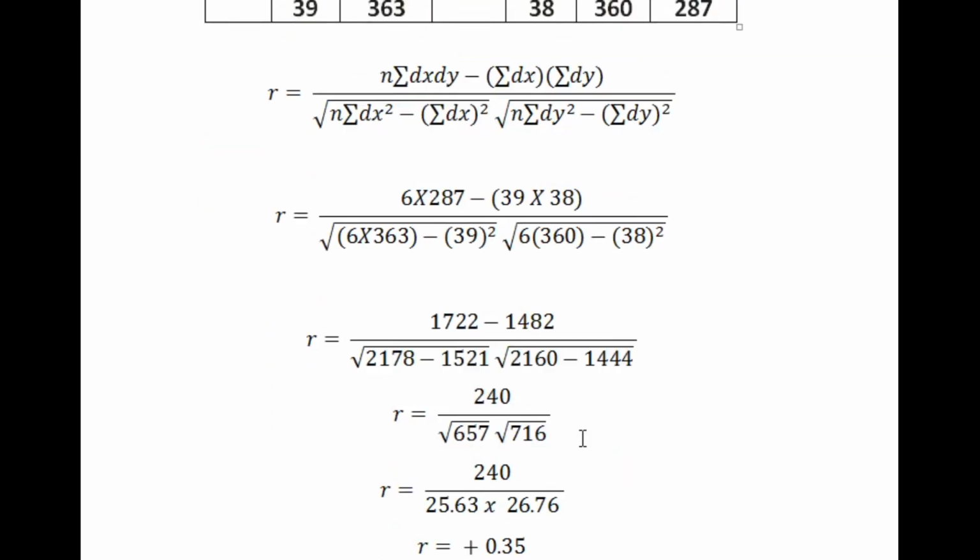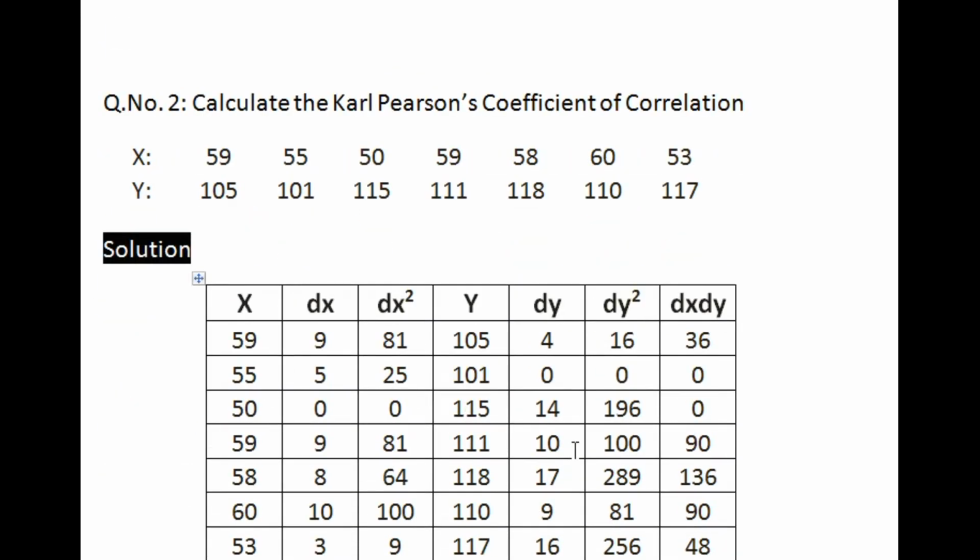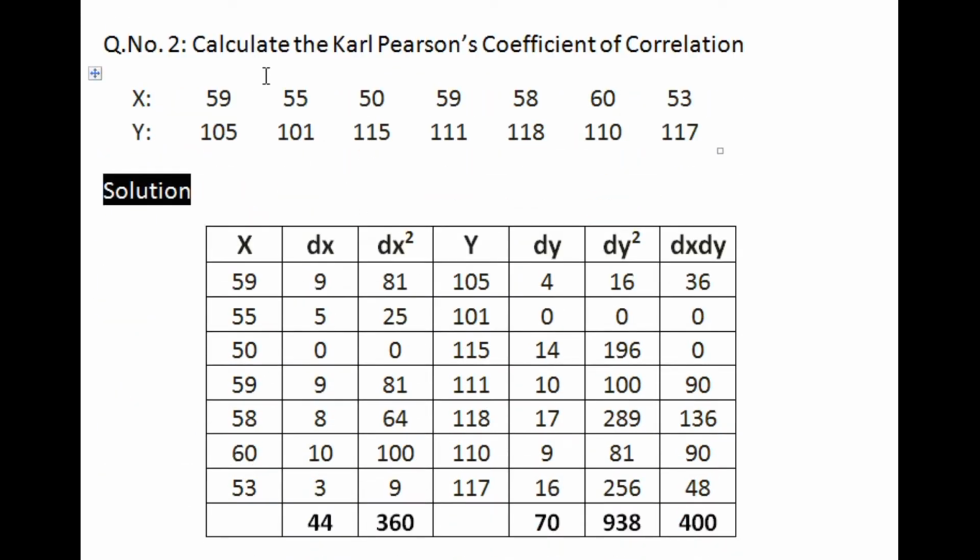So this was one formula, one question. Then I will take you immediately to the next question, question number 2. Once again, same: calculate the Karl Pearson's correlation of x and y. I have taken 59 to 53 here, and out of these numbers, this number is smallest. 59 minus 59, 55 minus 55, 50 minus 50 is 0, 59 minus 50 is 9, 58 minus 50 is 8, 60 minus 50 is 10, 53 minus 50 is 3, and square these numbers.